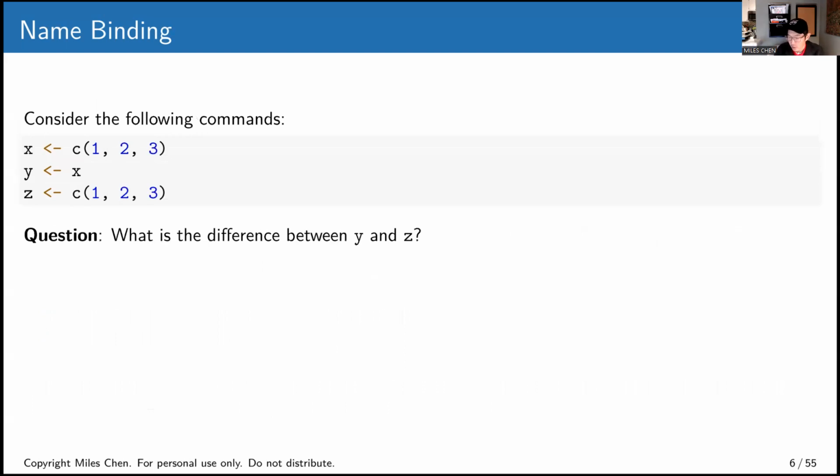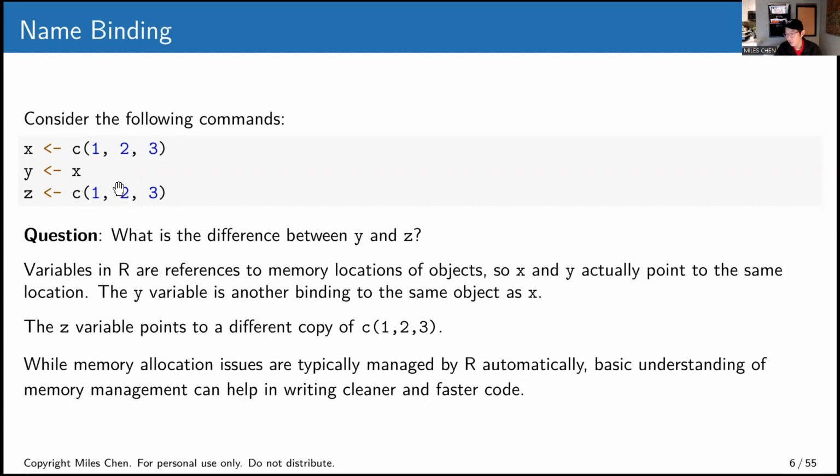If we do something like this, we create 1, 2, 3, and then we bind the name X to it. Then we bind Y to X, and then we bind Z to this thing 1, 2, 3. What's the difference between Y and Z? The difference is that X and Y are pointing to the same object in memory, and Z is pointing to a different object, a different copy, which happens to contain the values 1, 2, 3.